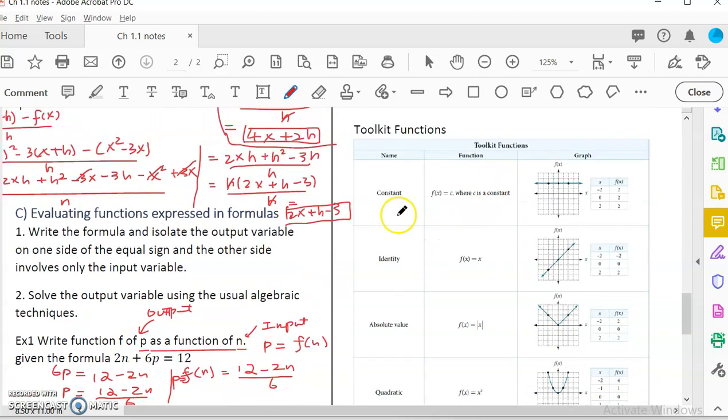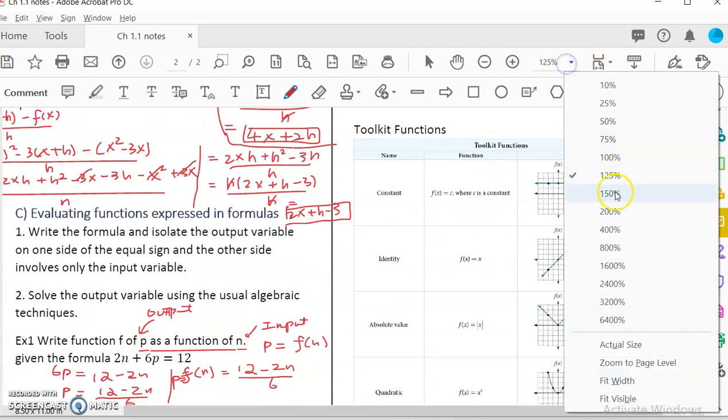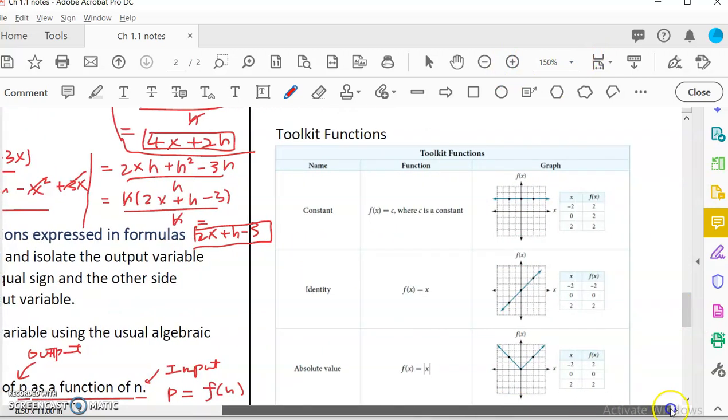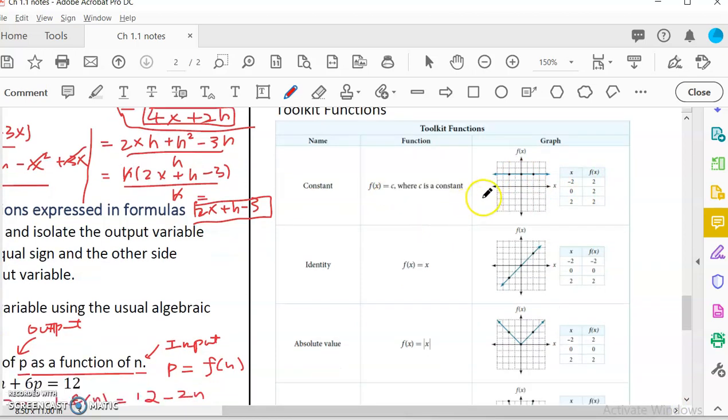So the first is, it's kind of small, I'm going to blow it up a little bit here. The first is a constant function. It's just a horizontal line, y is equal to c. Okay, so in this case, it's y equal to 2, right? Because it goes through y equal to 2.